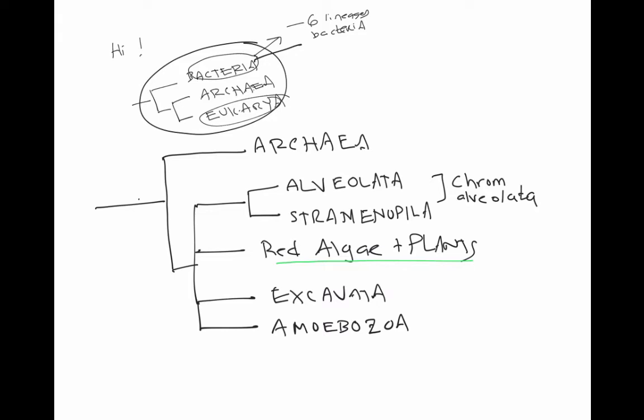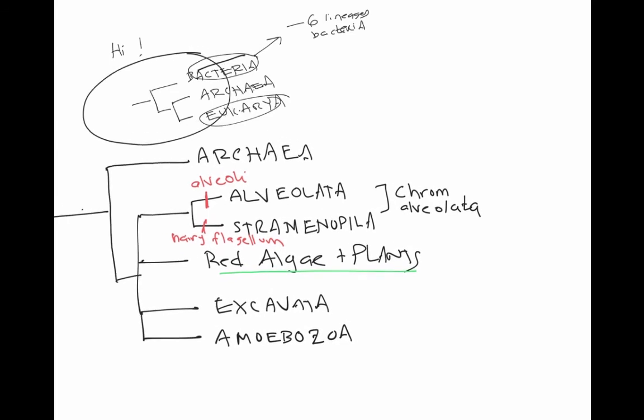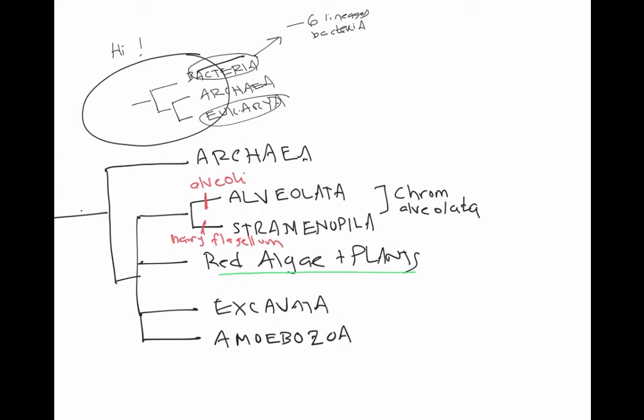But let's talk about synapomorphies. And so I'm going to put synapomorphies in red. You know, for alveolata, the synapomorphy for alveolata is what? Alveoli. You know, for Stramenopila, the synapomorphy is hairy flagellum. And then we need to know the diversity within each of these groups. So I'll do that in blue.